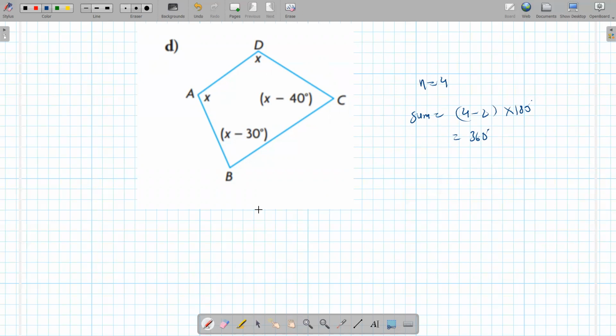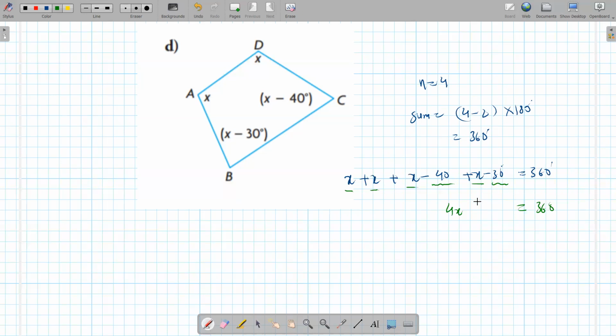Do you just make an equation again? Yes, you make an equation again. x plus x minus 40 plus x minus 30 is equal to 360, like that. How do we solve this equation for x? You add 40? That is something you can do, but better yet, see, there are 4 x's. What do they add up to? 4x. You can just clean up this side. And then you have minus 40 minus 30. What's minus 40 minus 30?